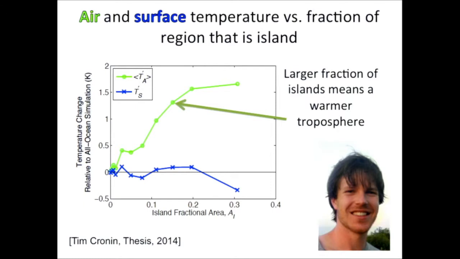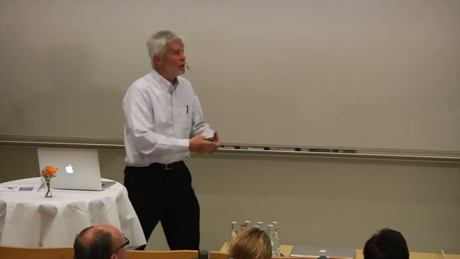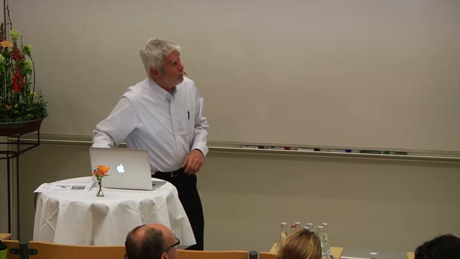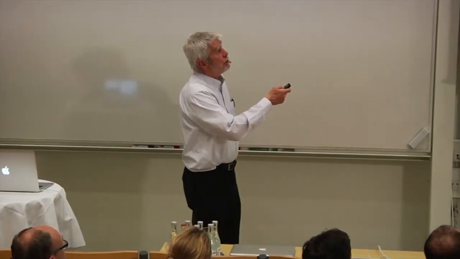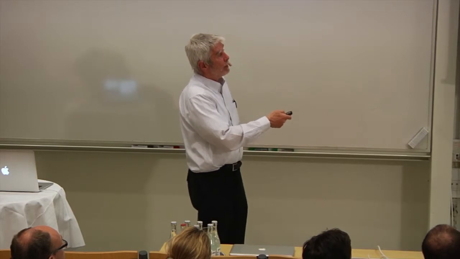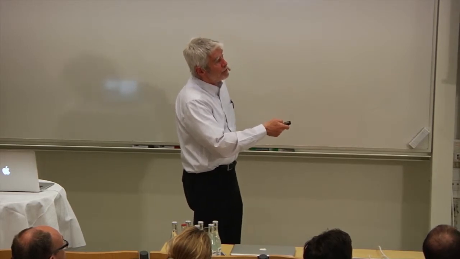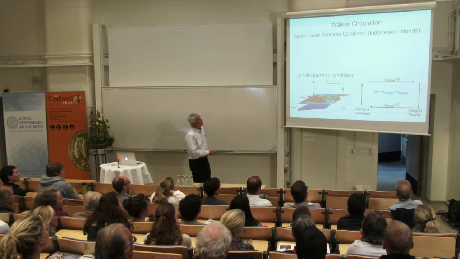And as you increase the area covered by islands, you increase the temperature in the atmosphere above. You increase the temperature, what that will do is create a pressure gradient, and that pressure gradient will drive a flow. So we're going to go back to the circulation, the same plot from Mark Kane that I showed you earlier, with a much simpler view over here.